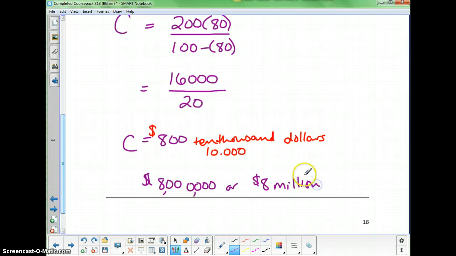Okay, so the units are important here. It's not like it's $800. It's 800 in units of tens of thousands of dollars. So written out, since I have 6 zeros altogether, it's $8 million.